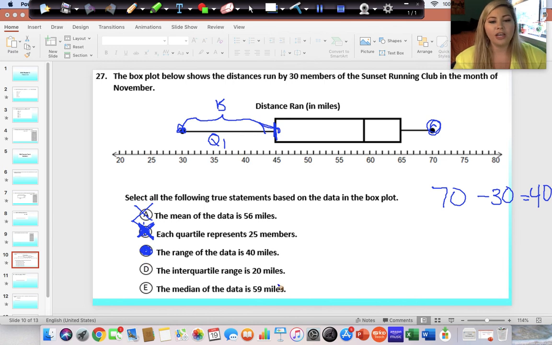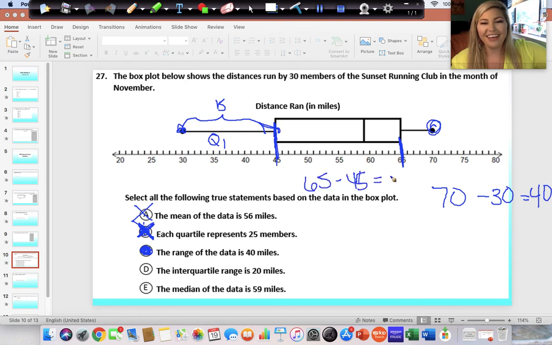The interquartile range is 20. So what you do for the interquartile range is you take your Q3 and subtract your Q1 from it. So 65 minus 45, that gives you 20. So that is correct. The interquartile range is 20.